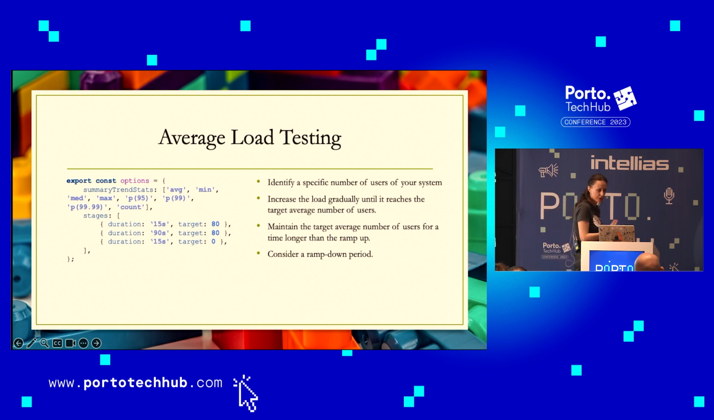I know that they're pretty short, and in reality they would last longer, but I needed instant results for my test. Then 90 seconds, I'm going to keep my users at 80. So all the time, 80 users are going to try to do as much as possible with my system. And then after that, during 15 seconds, the system has time to get to 0 users. So the amount of requests will decrease.